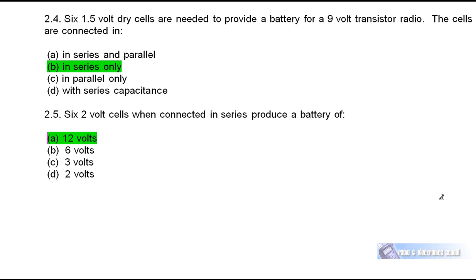Cells are never or very rarely connected in series and parallel. If they are connected in series and parallel, there's usually some sort of electronic circuit to control the charging and discharging of the cells.